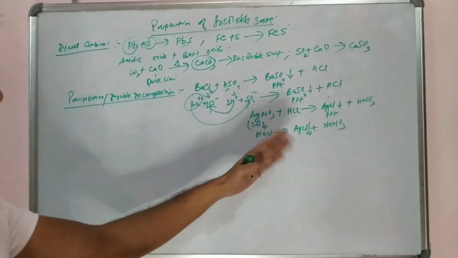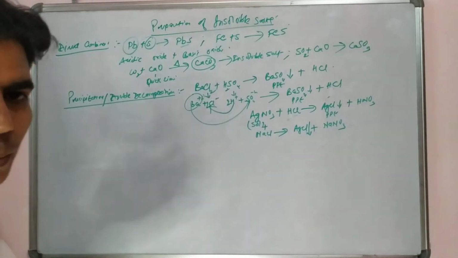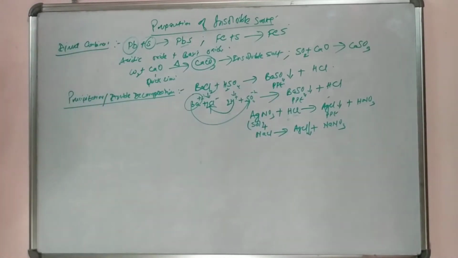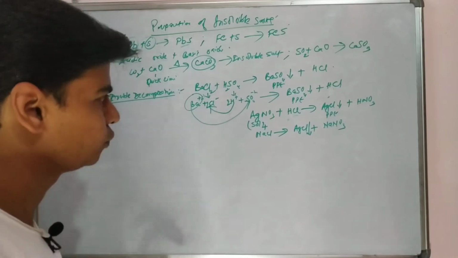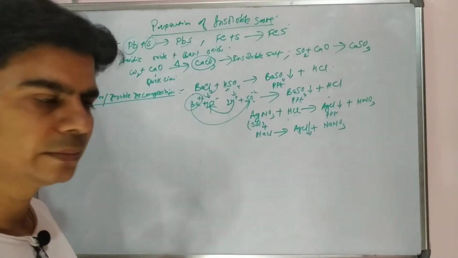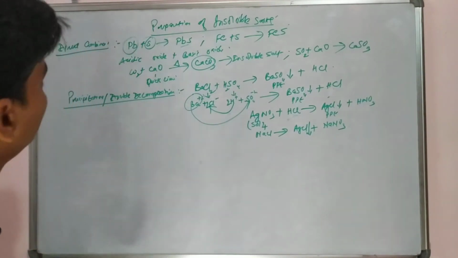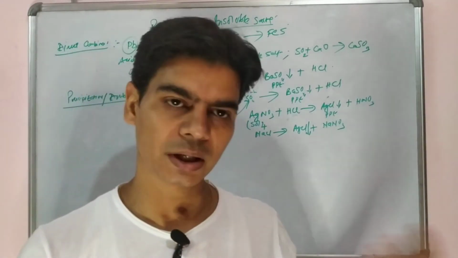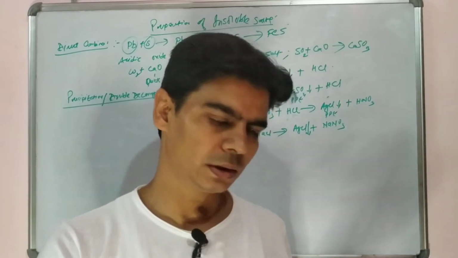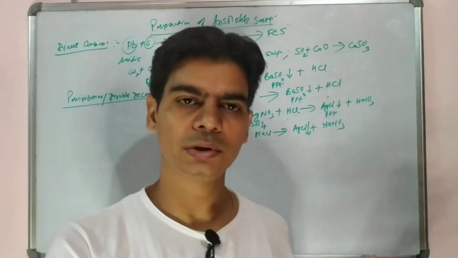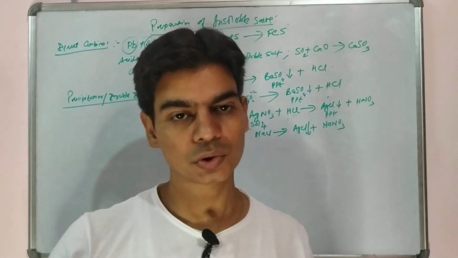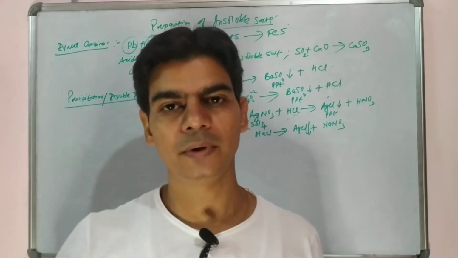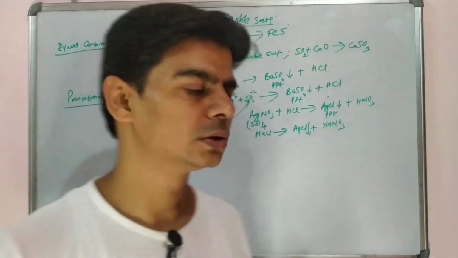So both of these are double decomposition reactions wherein a precipitate is getting formed, right? Now, in this double decomposition reaction only, we can prepare an insoluble salt from another insoluble salt, right? But the insoluble salt first needs to be converted to a soluble salt, and then that soluble salt will react further to give you an insoluble salt.